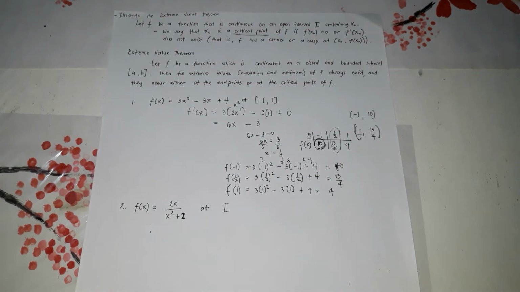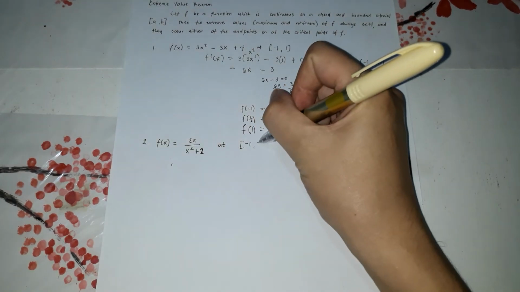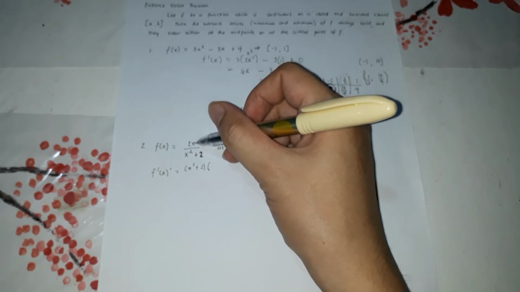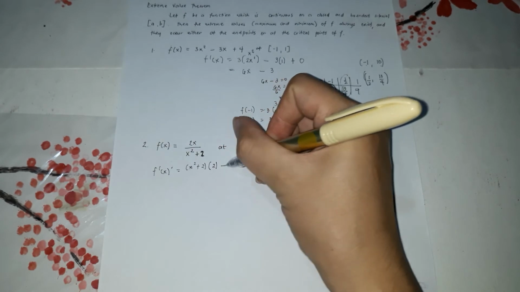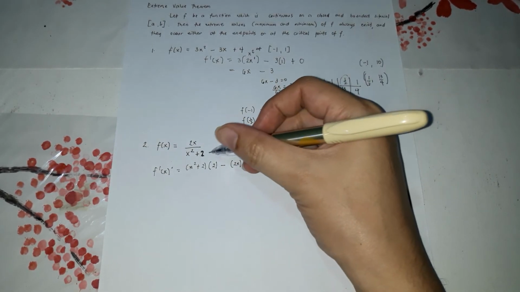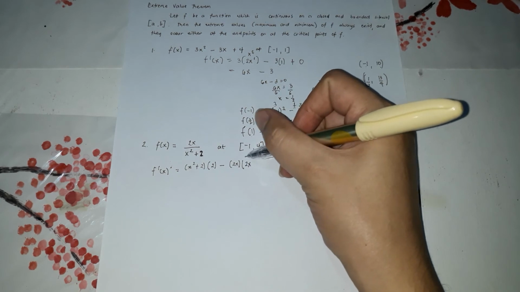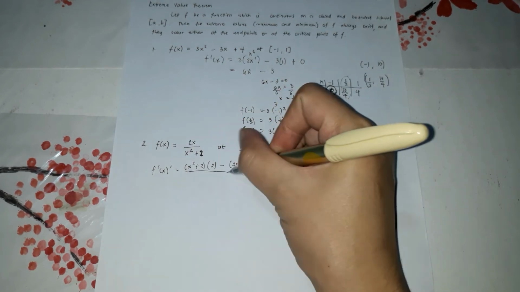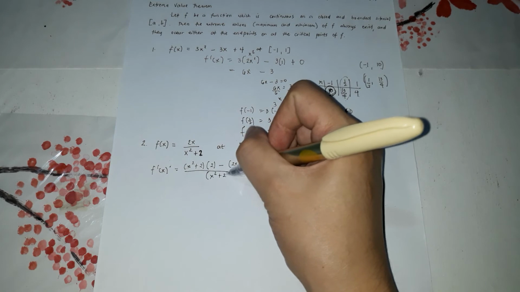Next, we'll proceed with number 2. f of x is equal to 2x over x squared plus 2 at the interval negative 1, positive 4. So that's the interval. What we're going to do first is get the derivative. The derivative is equal to: copy the denominator, x squared plus 2, times the derivative of 2x, which is 2, minus, copy the numerator 2x, times the derivative of the denominator, the derivative of x squared is 2x, plus 0, over the denominator squared.